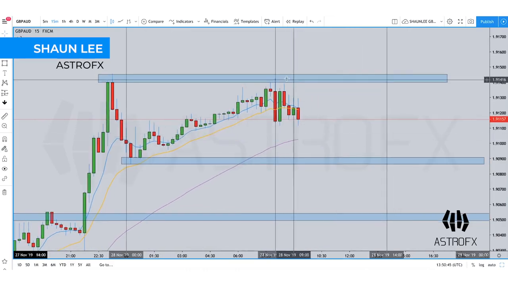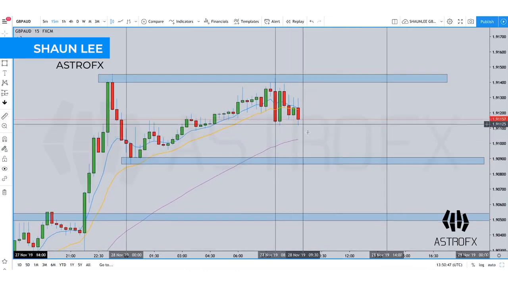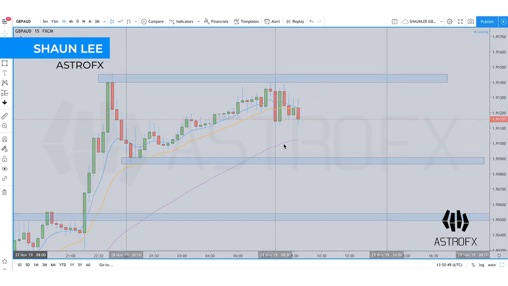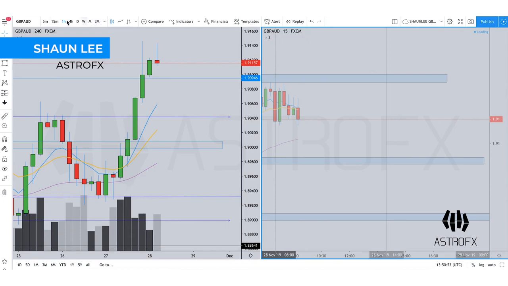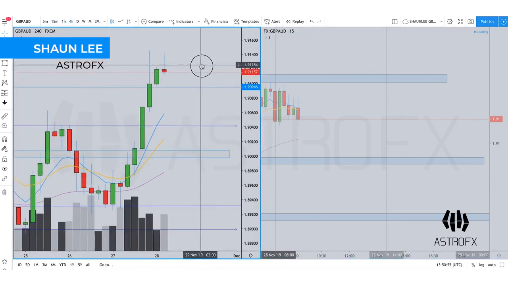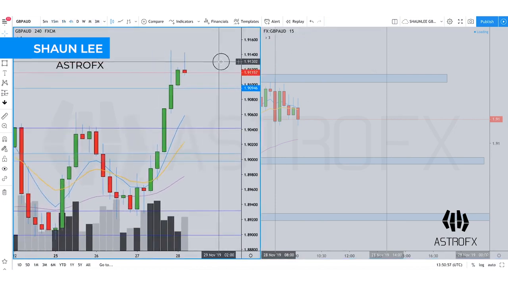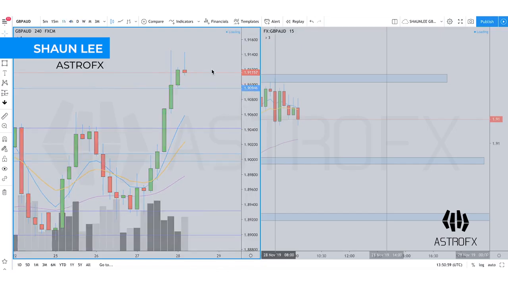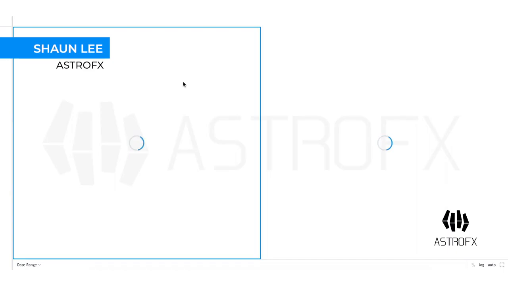On the 15-minute time frame, we've respected this area. I do see GA maybe flailing around a little bit. It's in no man's land at the moment, to tell you the truth. Okay, chart doesn't want to play with me today. Let's just do a quick refresh. Please work.